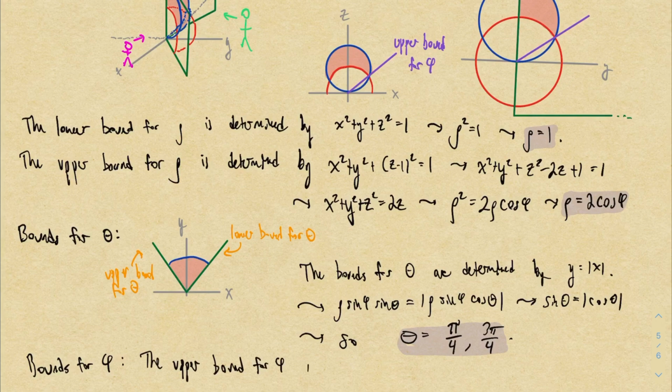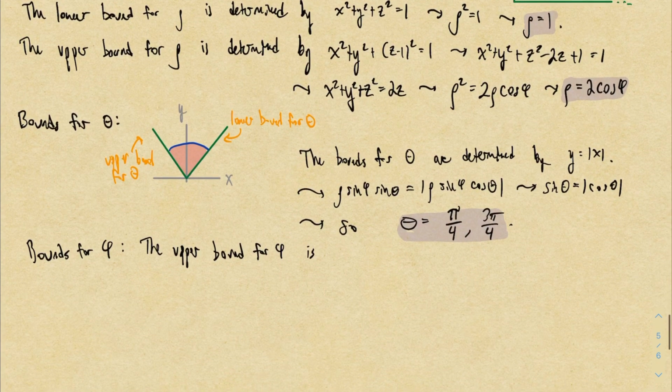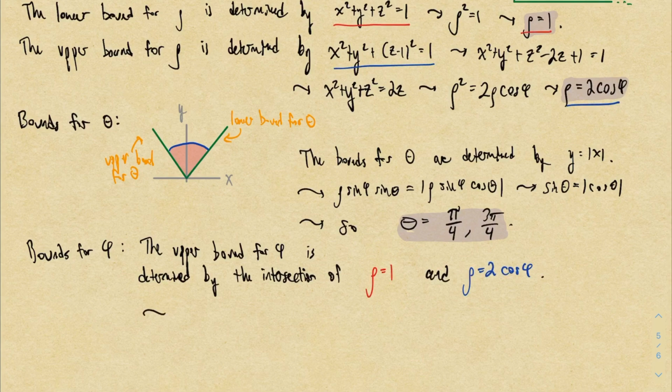Now, the red sphere and the blue sphere, we already figured out the equations for those involving spherical coordinates. So the upper bound for phi comes from the intersection of rho equals 1 and rho equals 2 cosine phi. I'm interested in a bound for phi, so I'll set both of the rho expressions equal to each other. This gives me 1 equals 2 cosine phi. So cosine of phi is a half, and that means that phi is pi over 3. So there's our upper bound.